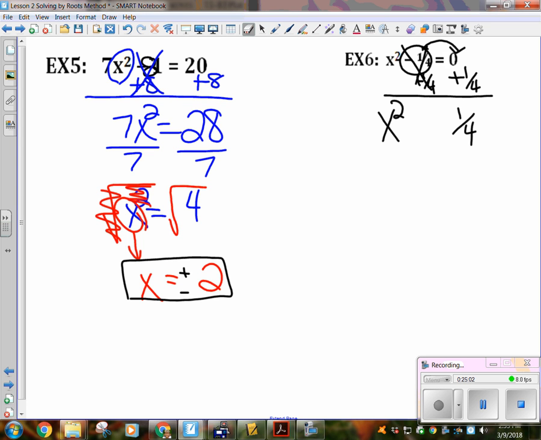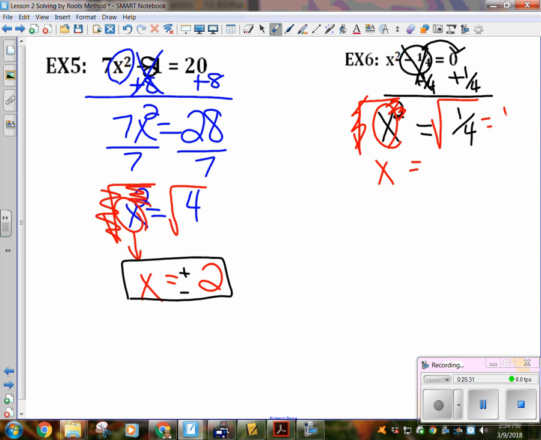If you change it to decimal, it's 0.25. I want you to see what it looks like if you keep it as a fraction. I don't want my x squared, so how do I get rid of the squared? Take the square root of both sides. Okay? Now here's the part that is a little bit new. Does the square root go with the 1 on top? Does the square root go with the 4 on the bottom? Or does it go with both?